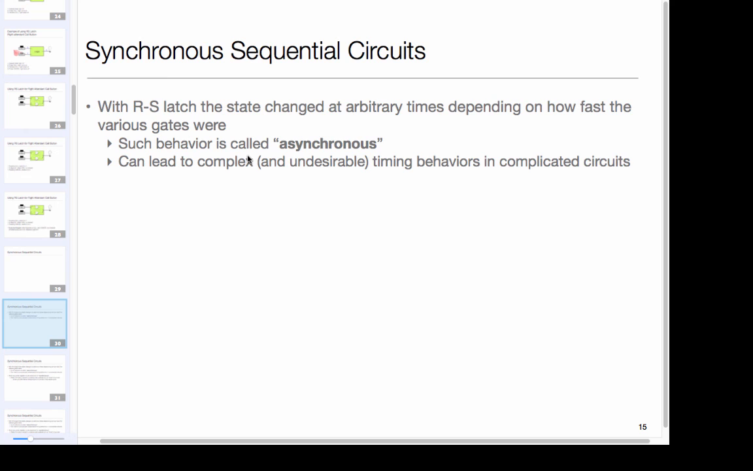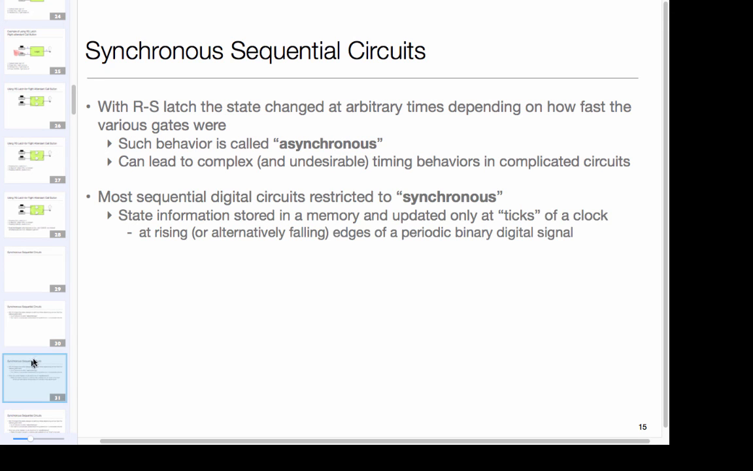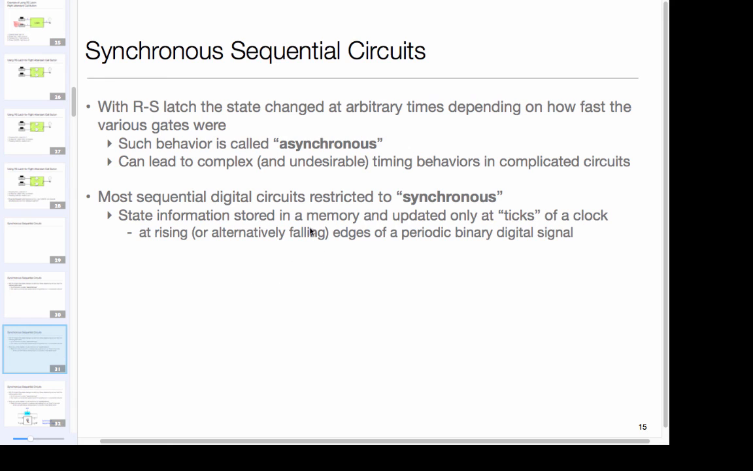So with an RS latch, the state can change at arbitrary times. Whenever the input changes, then after a bit of a gate delay, the output will change. Such behaviors are called asynchronous, and the problem is it can lead to immensely complicated engineering. So digital systems are designed using a notion of a clock.